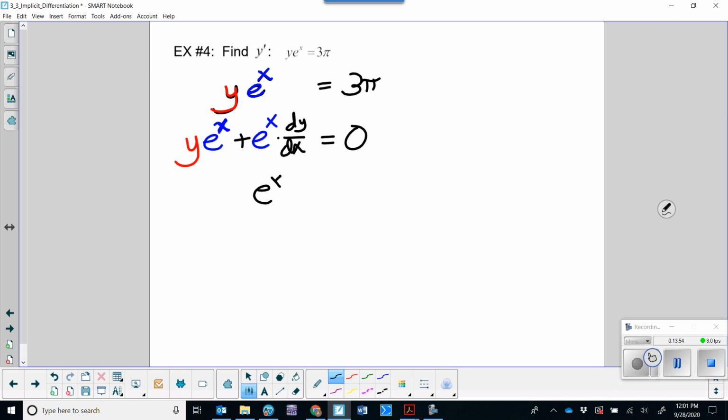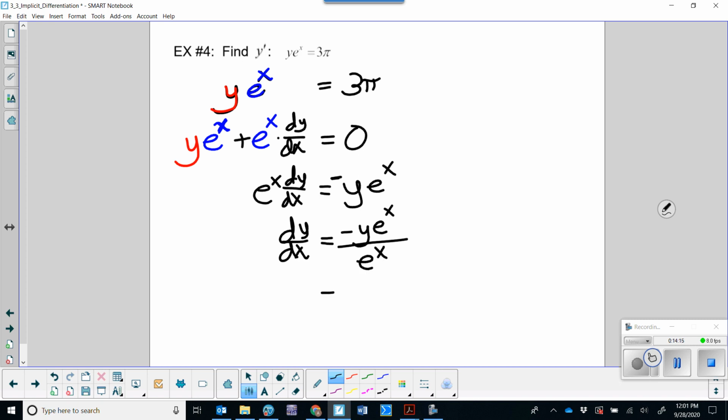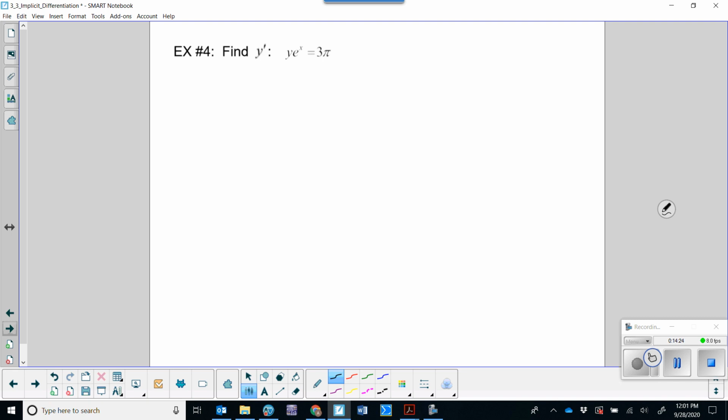So I'm going to have e to the x dy dx equals y e to the x. So I'm going to have dy dx equals, or sorry, minus y e to the x, because I subtracted it to move it over, so that's minus. So I have minus y e to the x divided by e to the x, which ends up being just an opposite of y. So this is what dy dx equals. Okay. All right. Let's go to the next one.